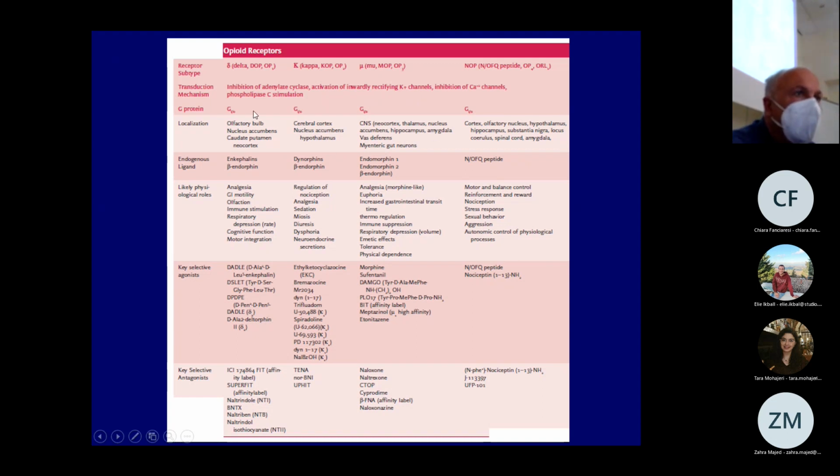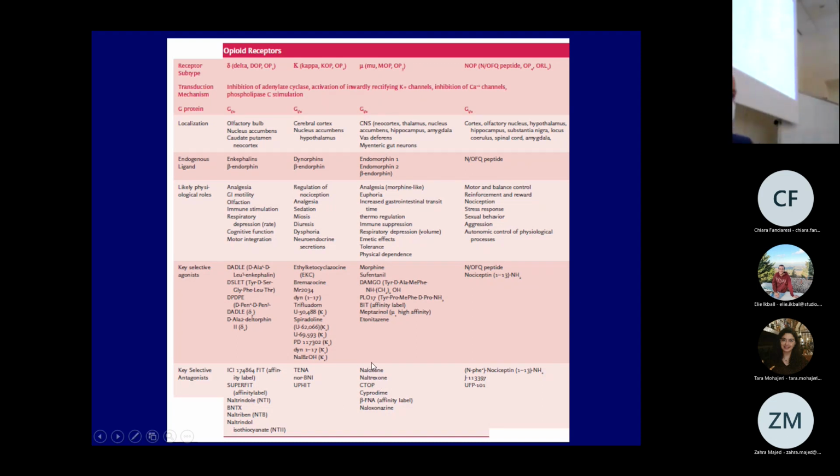Localization of the different subtypes. There is also NOP, an orphan receptor, perhaps nociceptin, but at the moment it is not considered in this big family of the opioid receptors. You see also the selective agonists and selective antagonists.